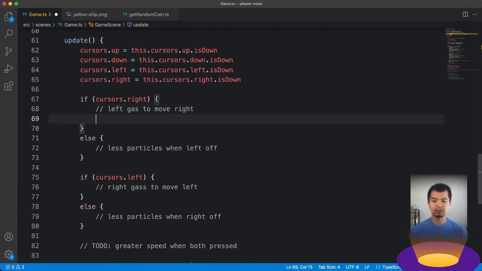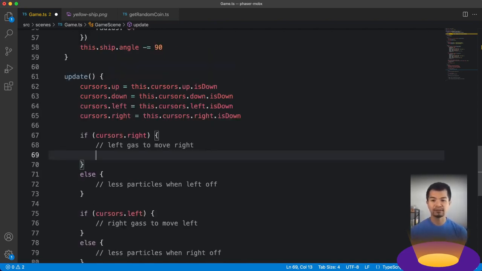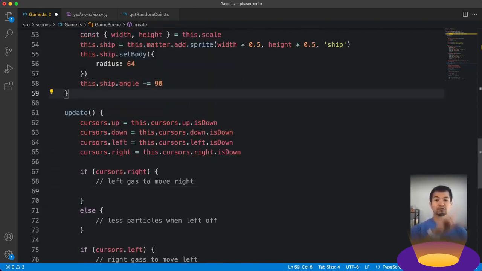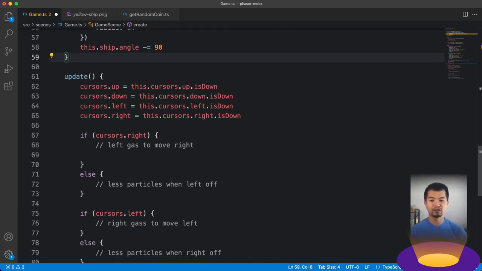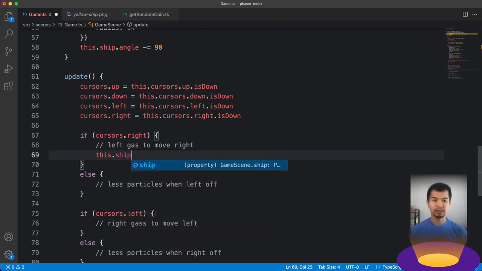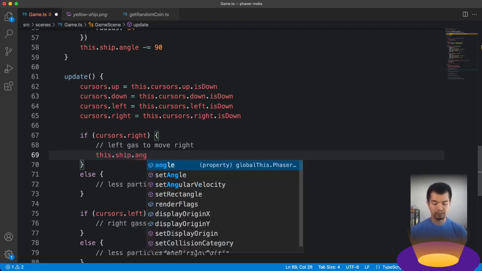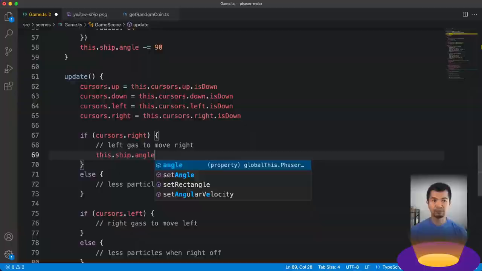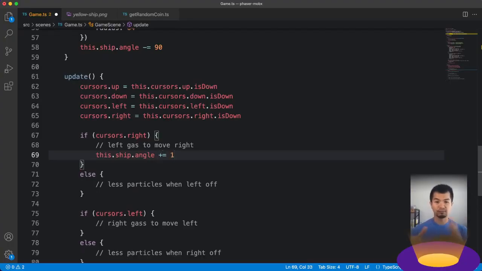We want the ship's angle to rotate positive, since rotating negative, like up here, minus 90, rotates you to the left. From where 0 is, left 90 degrees is minus 90. So to move to the right would be adding degrees. So let's do this.ship.angle, and we're going to want it to be, you can just do this, right? That'll move it to the right.